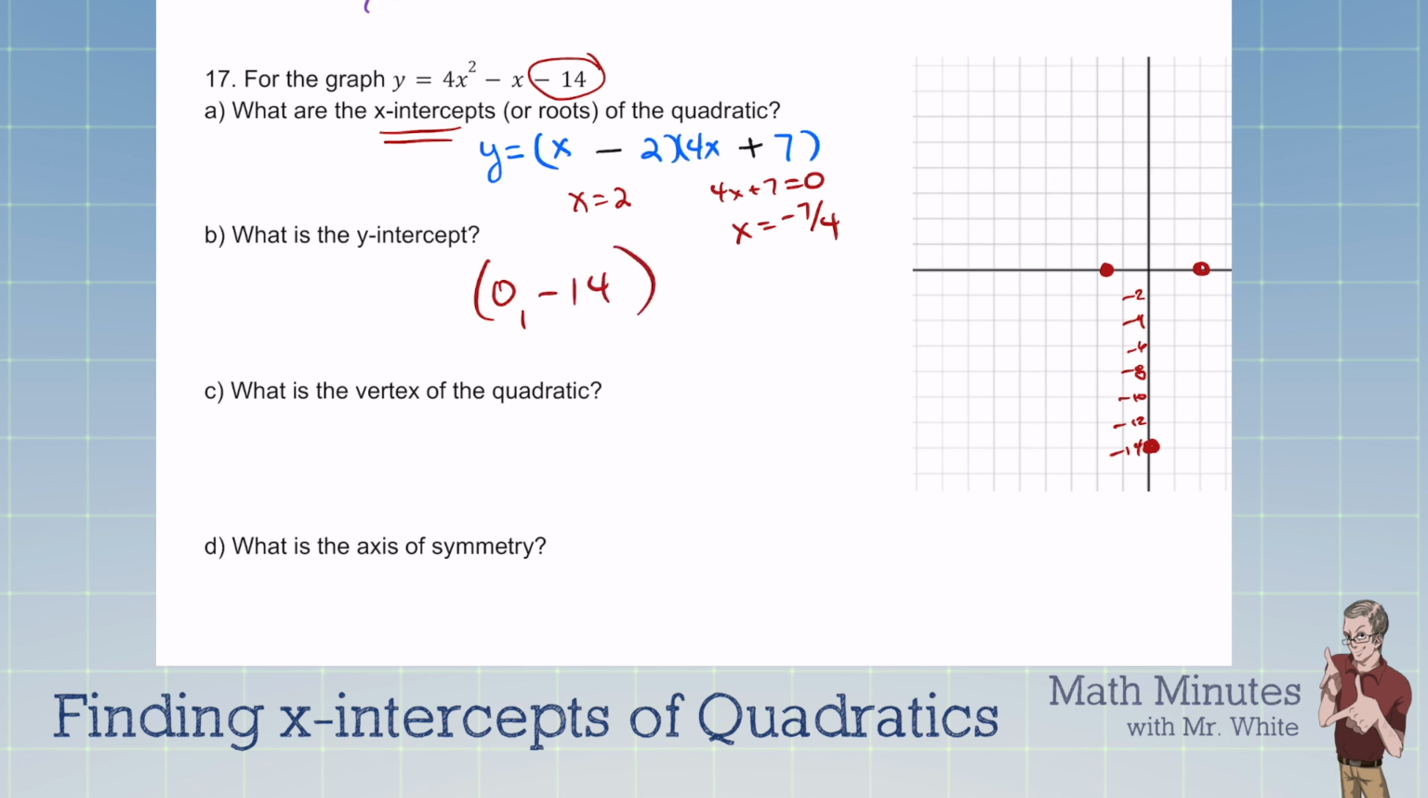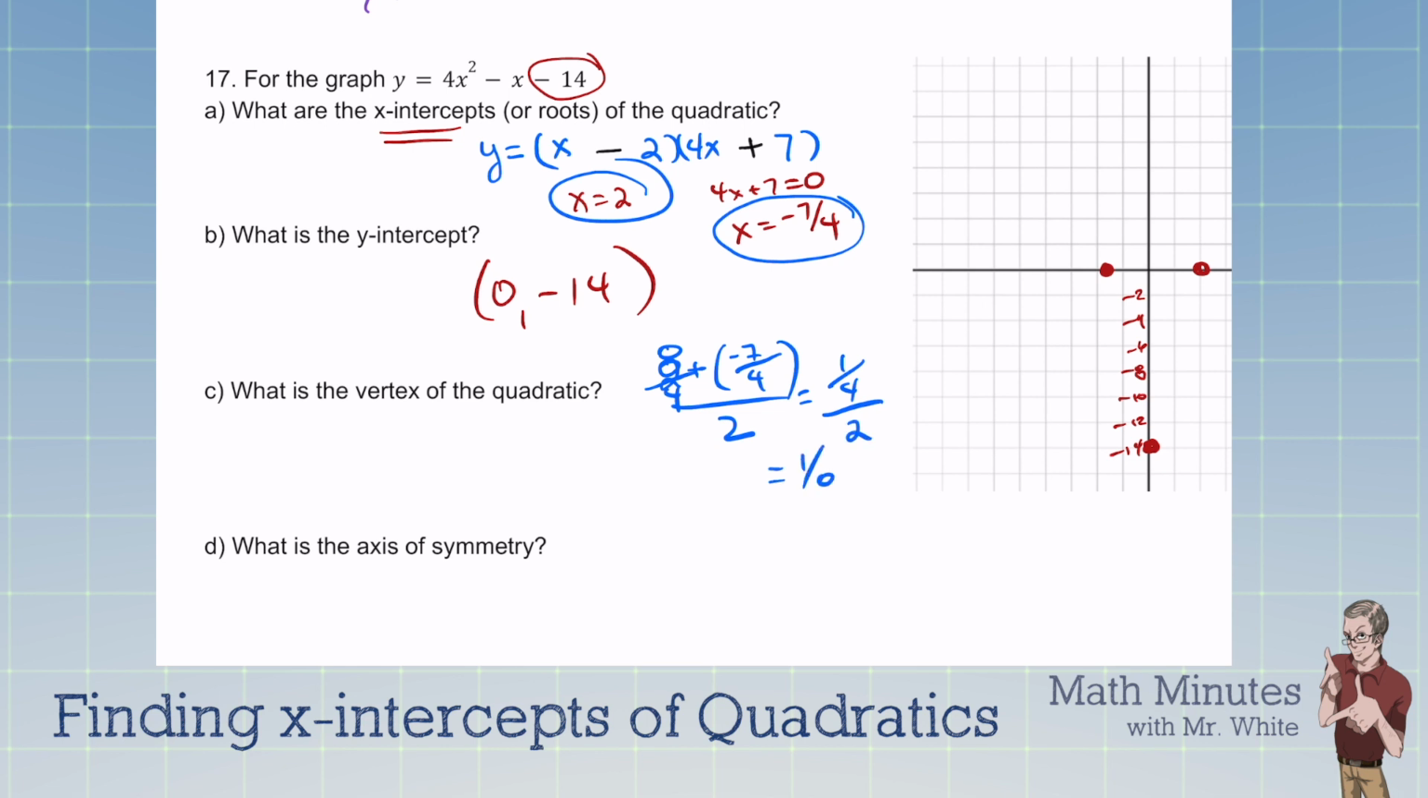So what is the vertex of this thing? Well, to find the vertex, what you have to do is average the x's to find the middle of the graph. So you take 2 plus negative 7 fourths and then divide by 2. That's going to give us the axis of symmetry. So that would be 1/4 over 2, which is the same as 1/8. So my axis of symmetry is at x equals 1/8, which is a really weird axis of symmetry, right? So then you'd want to plug that 1/8 into the function to get your y component here.